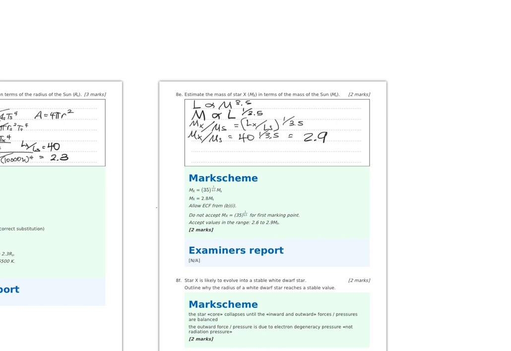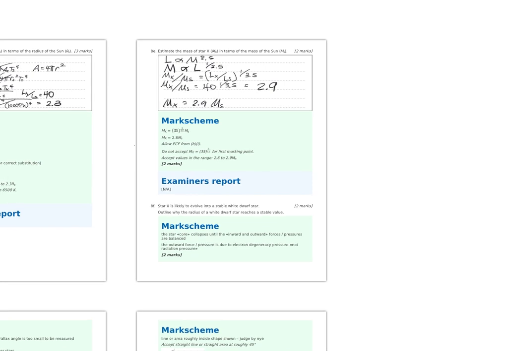the range of values. It says do not accept mass of X is equal to 40 to the 1 over 3.5, because it's really the relative mass, not the actual mass, so maybe that's why they said don't do that. Yeah, 2.9. The ratio is 2.9, or we can also say that the mass of X is 2.9 times the mass of the sun. That's another way of saying that. The mass of X is not literally 2.9 kilograms. That makes no sense. So it's a relative factor there.